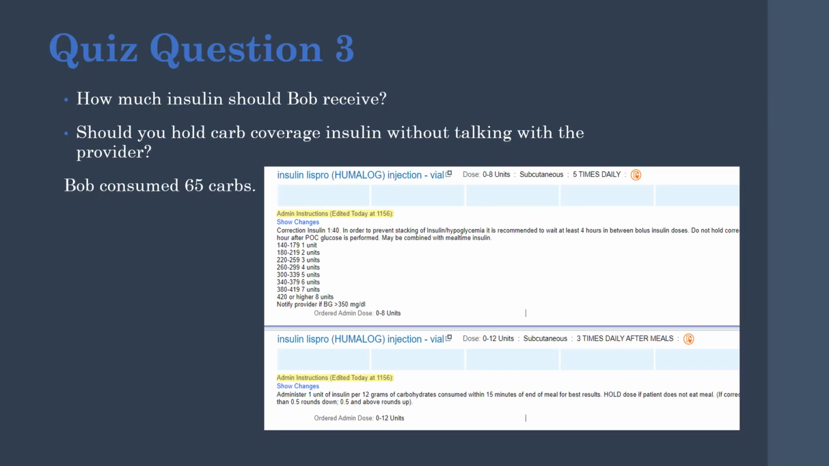Question number 3. How much insulin should Bob receive? Should you hold carb coverage insulin without talking with the provider? A reminder that Bob consumed 65 carbs. Please pause here to answer the corresponding quiz question on the Microsoft Forms.